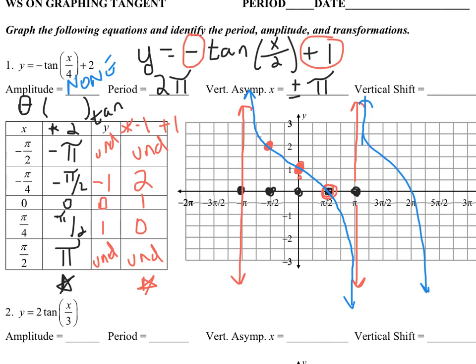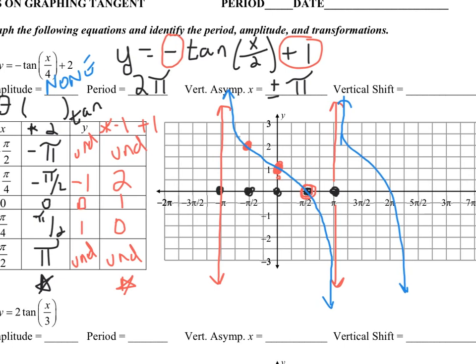And the vertical shift was up 1. So I'm going to put, I could put +1 or up 1. Okay, so the vertical shift was up 1, and you can see that right here, the vertical shift from the center point. So it's up 1 from the origin. And that's it. That's our tangent graph.